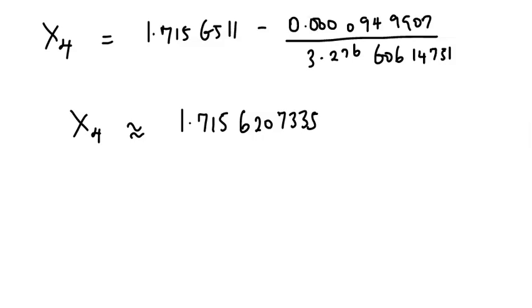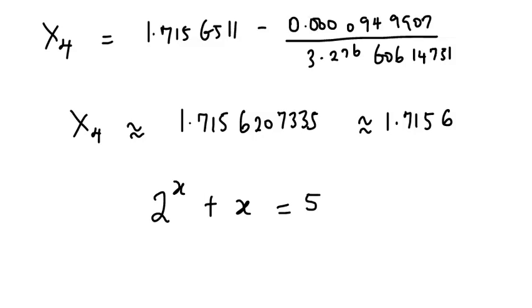So here we can easily approximate our answer as 1.7156. Okay, so in the above equation, 2 raised to the power of x plus x is equal to 5, with Newton's method, we find out that x is approximately equal, to 4 decimal places, to 1.7156. So this right over here is our solution.